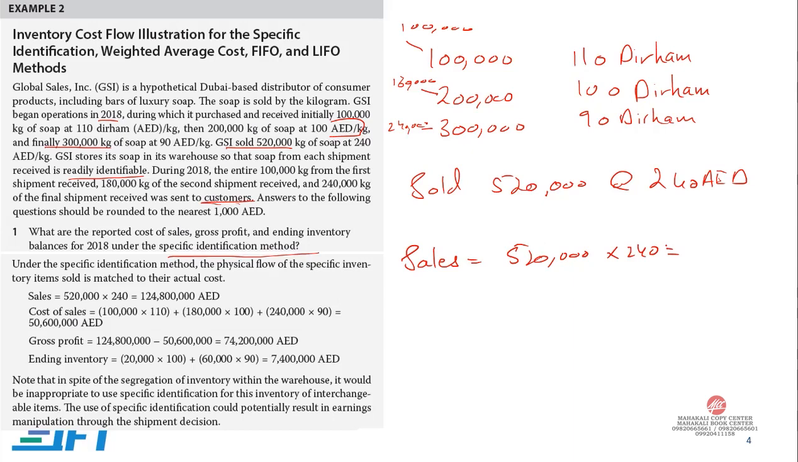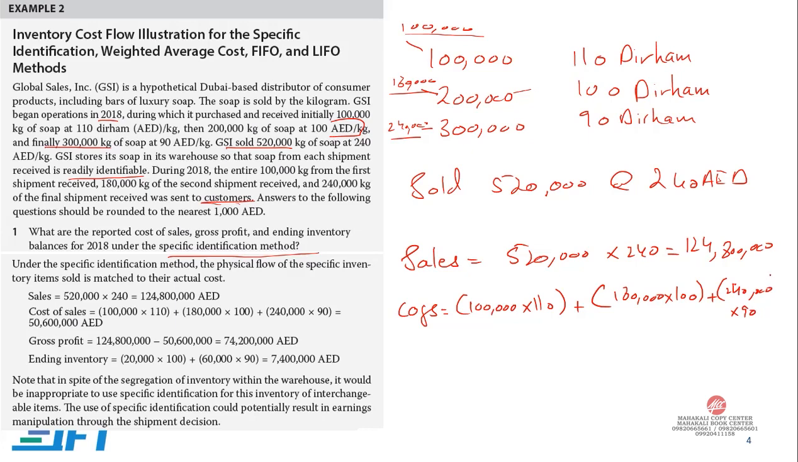This would account for 124 million 800,000 dirham. Now your cost of goods sold: your first batch is sold to the customer, so 100,000 multiplied by 110, plus 180,000 sold from the second batch, so 180,000 multiplied by 100, and the last 240,000 sold from the third batch, multiplied by 90.